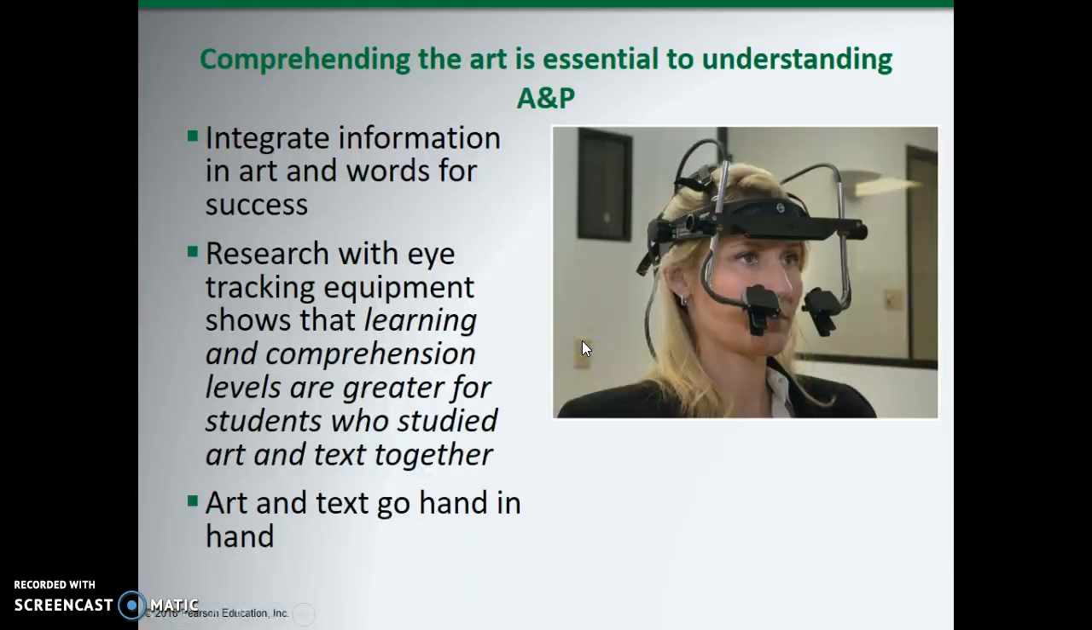We're starting with Chapter 1, An Introduction to Anatomy and Physiology. The beginning of this book is going to teach you how to study anatomy and physiology. Research has shown that art is incredibly important for you to understand the topic. They've done studies that those students who look at the art and study the art as well as read the text do much better. So art and text go hand in hand. And that's one of the reasons we go with this visual textbook, because the art is so good.